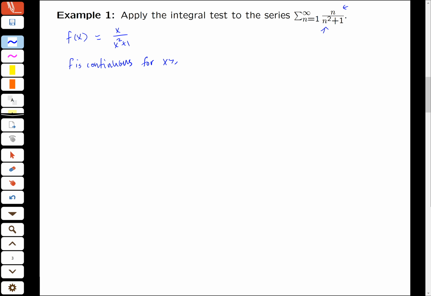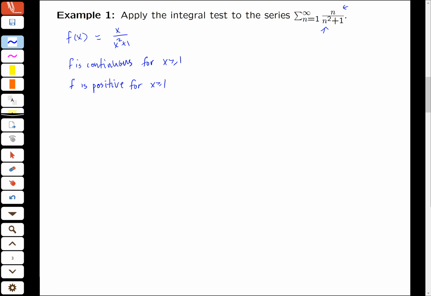for x greater than or equal to 1. You can't ever divide by 0. Is f positive for x greater than or equal to 1? Yeah. And now I have to check and see if it's decreasing.